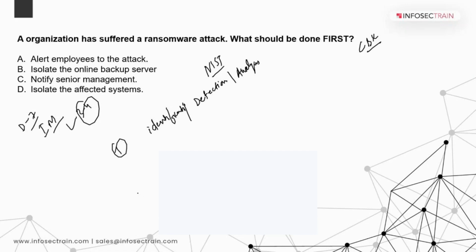Always remember, from the exam point of view, they will confuse you with words. Your second step is your containment, your eradication, and your recovery. Okay, your third step is post incident.